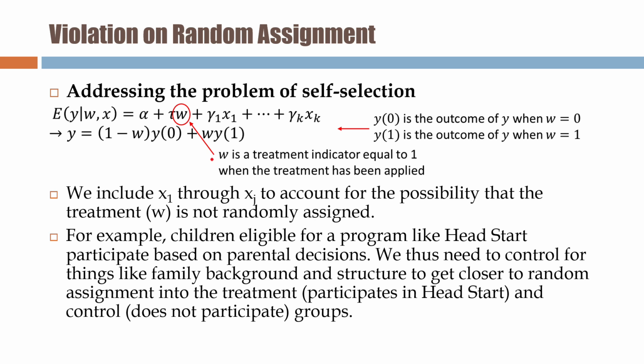So let's say W is a treatment. It's a 0 or 1. W is 0 or 1. Right? And then I want the effect of this treatment or the policy. I want to find out what tau is, if this is the effect of our program.